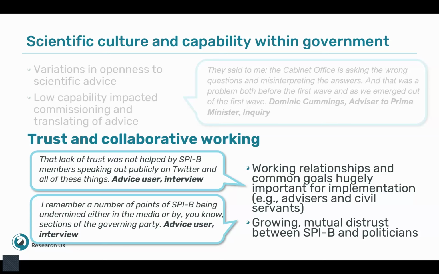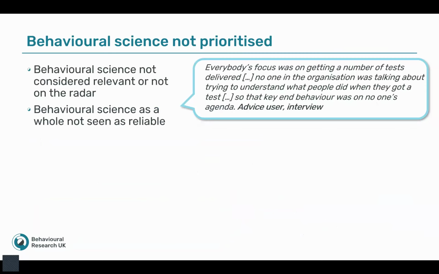So if we move on to the next slide, perhaps moving away from the focus on SPI-B in particular, looking at an issue and a problem for behavioural science as a whole was the fact that it wasn't always prioritised. Sometimes this was because it just wasn't on the radar, a lack of awareness that behavioural science would be relevant to the problem at hand.